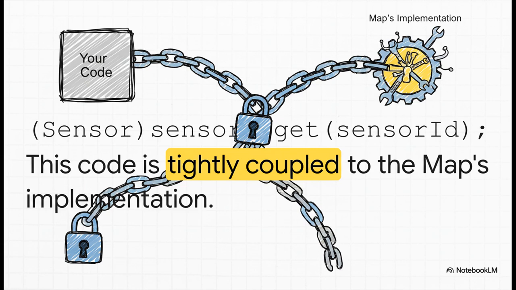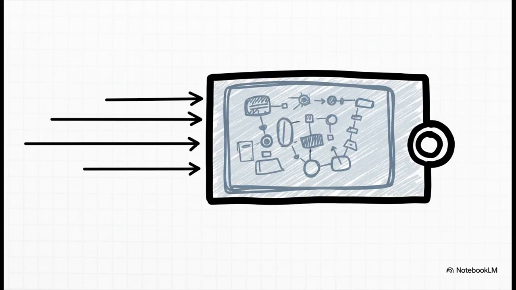This is what it looks like when the boundary is just a total mess. Our code is completely tied to the Map. It knows it's a Map. It knows it has to do this ugly cast, and it can do anything and everything a Map can do. But the solution, it's just so much cleaner.